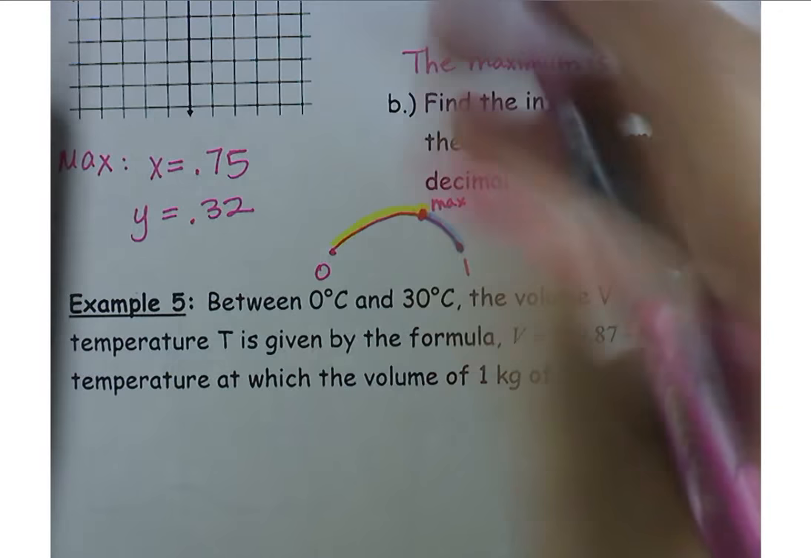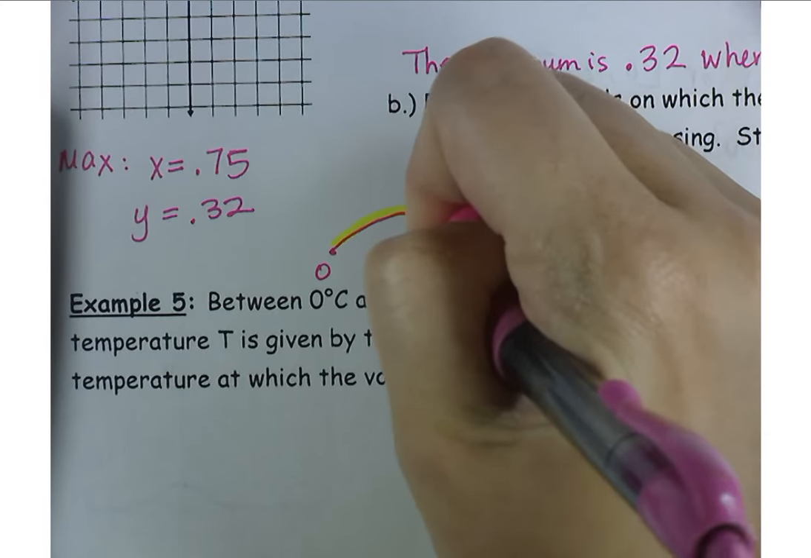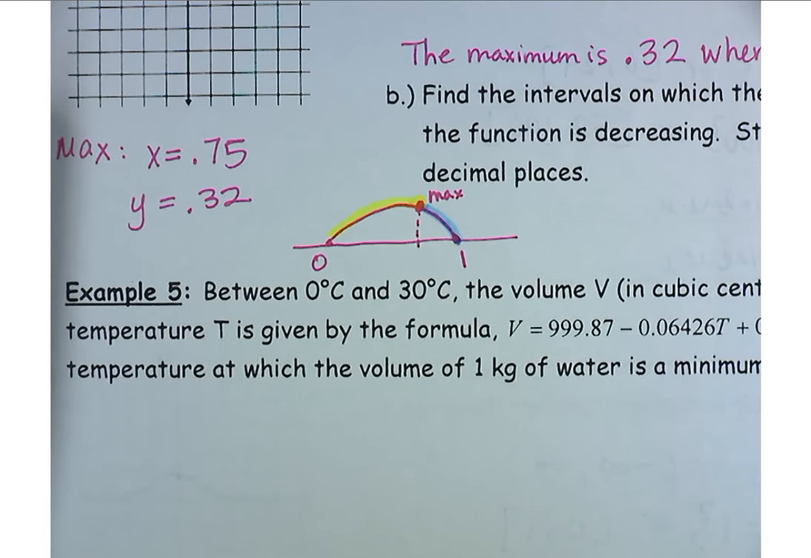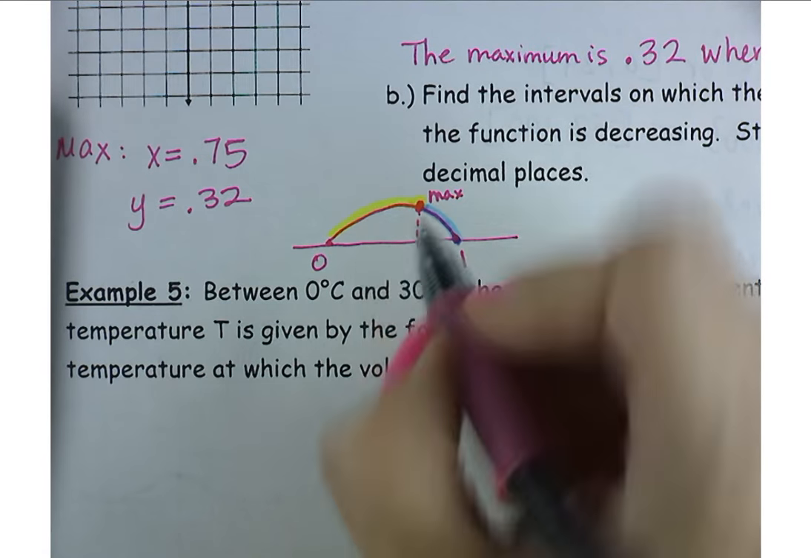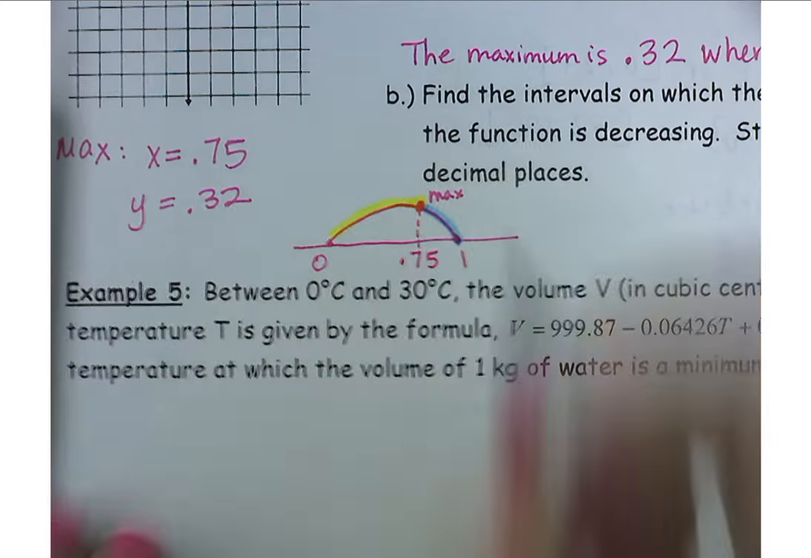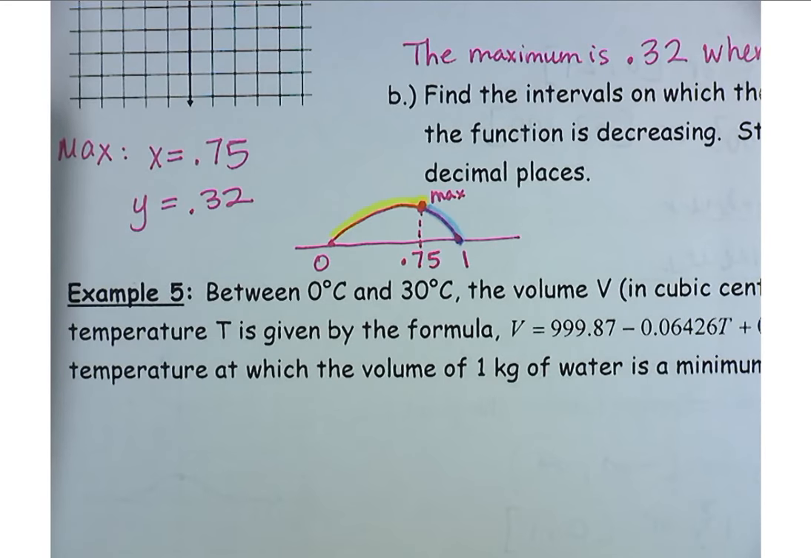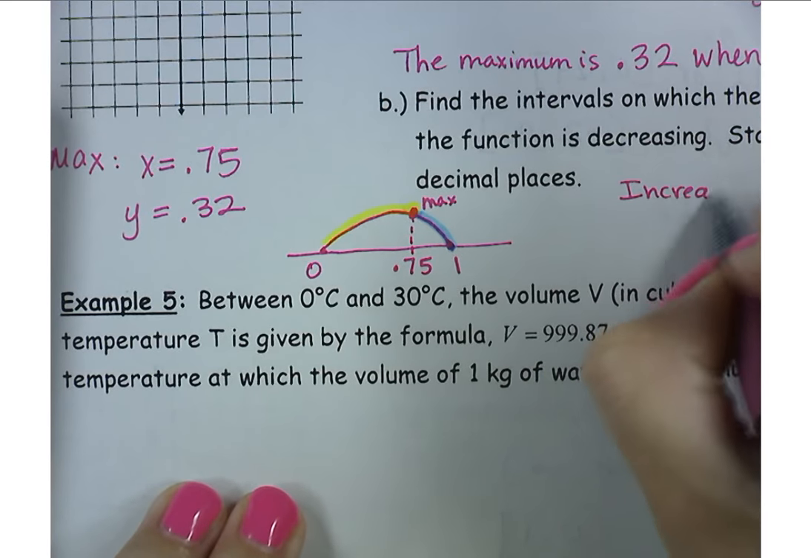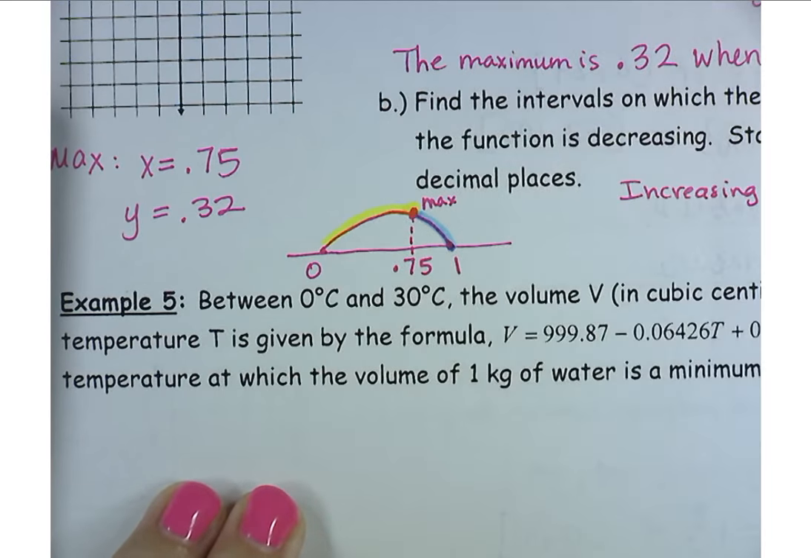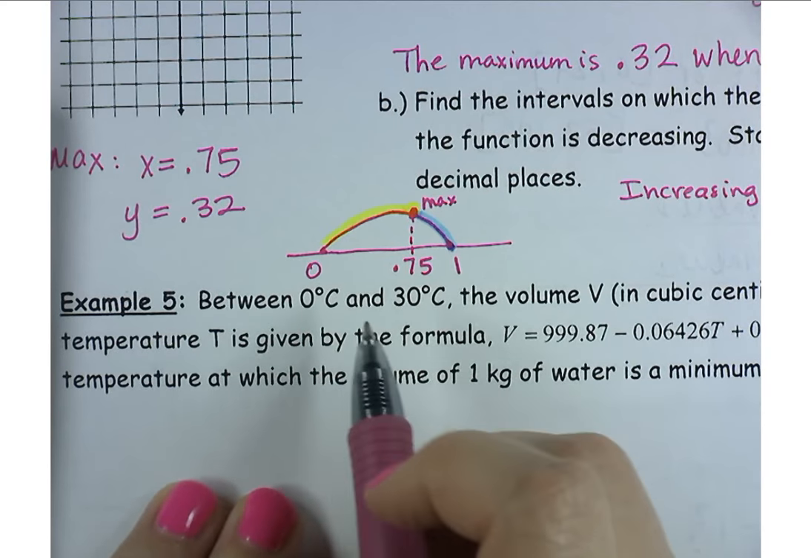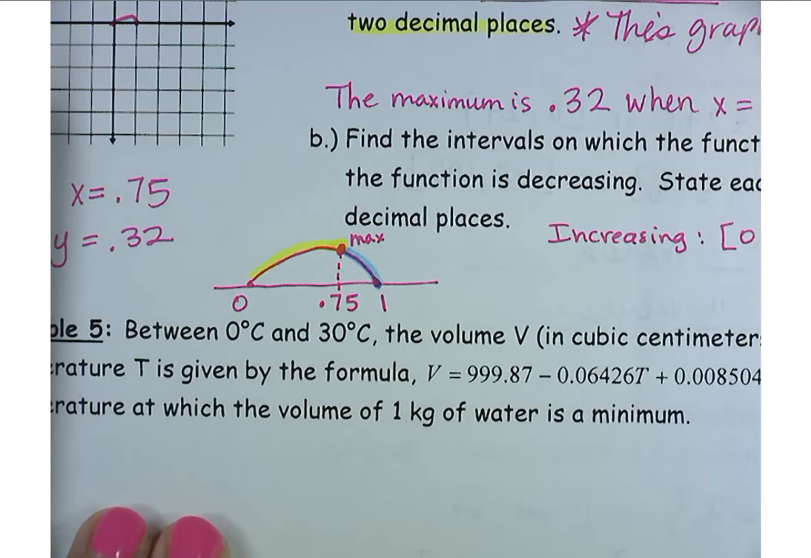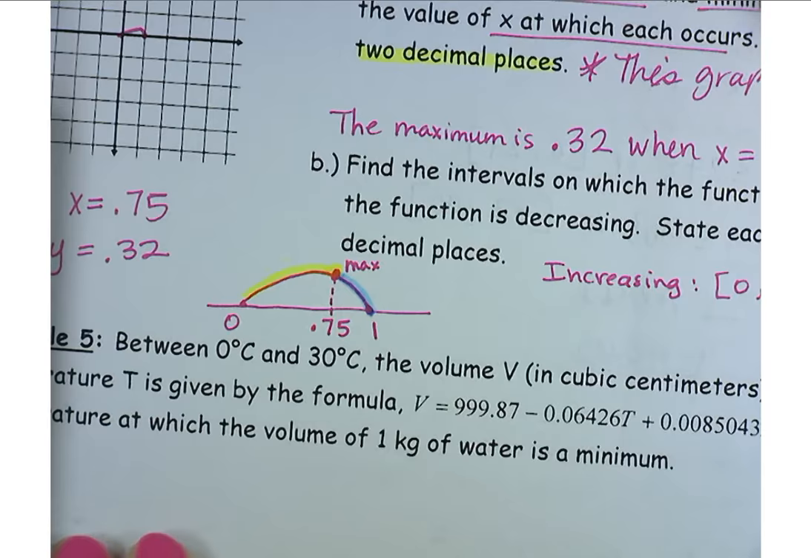So the maximum value corresponding to the x-axis was what? What was our x value for the max? 0.75. Okay, so my first one is going to be the increasing interval. So that's going to start at what? It's going to start at 0. And then what's it going to go up to? 0.75. Good.